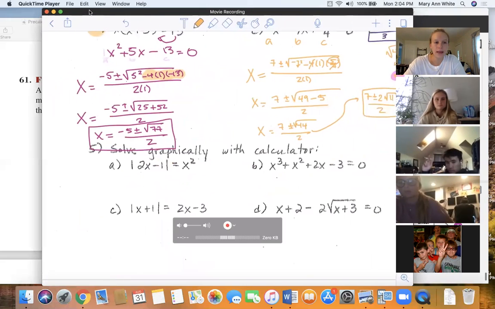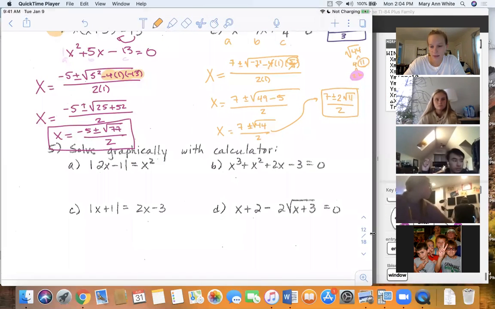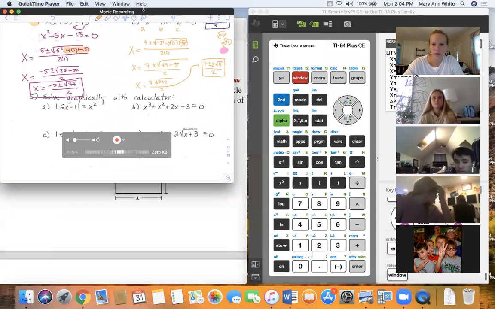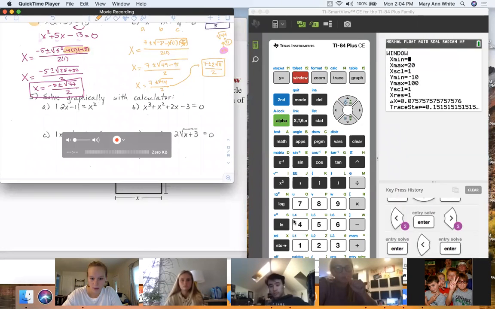Okay, now we're going to do some calculator stuff. So I'm going to make my screen a little bit smaller so we can see the calculator. And I'm going to have to move all of our faces. I don't know if you see our faces, but it's in my calculator way. Awesome. Okay, this is as good as it's going to get.